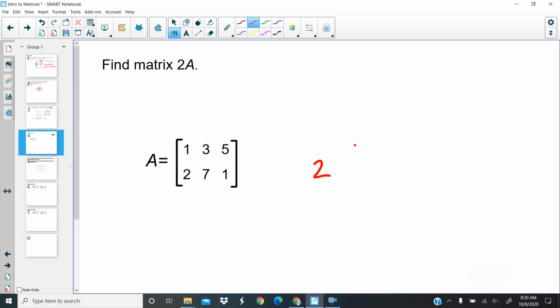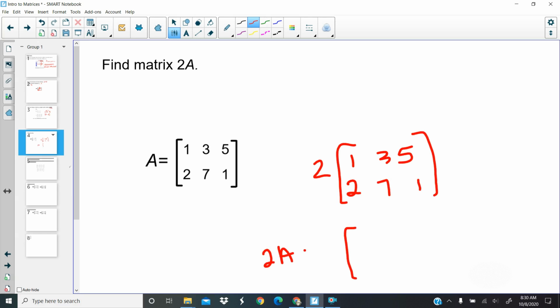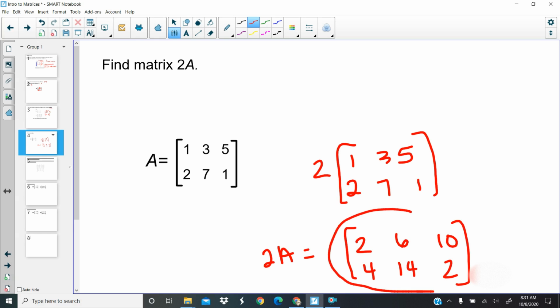So we're going to have 2 on the outside, and then matrix A is 1, 3, 5, 2, 7, 1. I'm just going to multiply 2 by each of the elements in that matrix. So 2A is going to equal 2 times 1 is 2. 2 times 3 is 6. 2 times 5 is 10. 2 times 2 is 4. 2 times 7 is 14. And then 2 times 1 is 2 again. So that would be the resulting matrix that you would get.